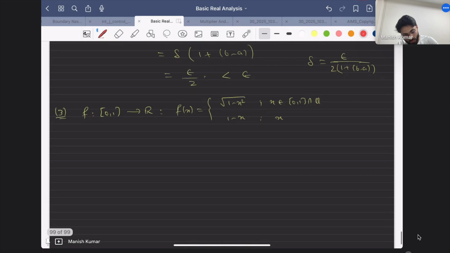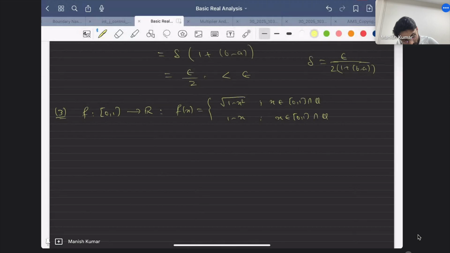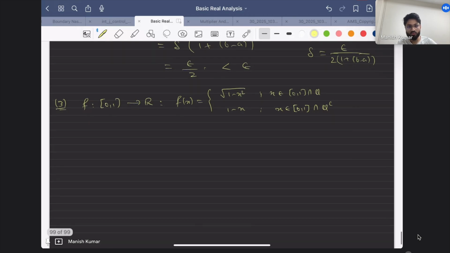Okay, so this is the next question. Okay, so this is similar to the previous one what we discussed in the first part, so I'm not going to do it. You can try it by yourself. Let's move to the next problem.